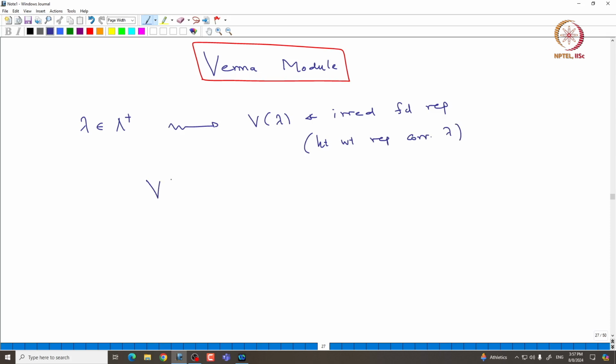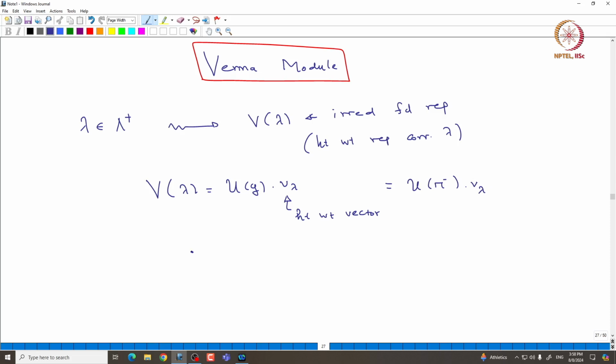But if you think about it, this V lambda is indeed generated by the highest weight vector v lambda, and this highest weight vector is unique up to scalar, which we have also seen. Now, using the PBW basis, we also observe that this is generated by U(n minus) acting on this v lambda.